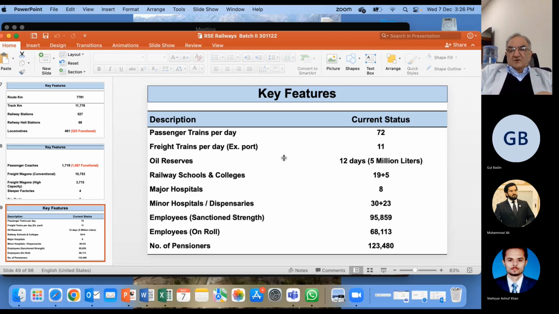Then railway schools and colleges, we have about 19 schools and 5 colleges. Major hospitals, we have 8. As I said, every divisional headquarter has a good hospital. Hassan Hospital is in Karachi. Railway Hospital in Pindi is a teaching hospital. We have a hospital in Peshawar. There were efforts to make it a teaching hospital, not done so far. Lahore has a wonderful hospital, Karen Hospital. And then we have smaller medical hospitals all over the railway network.